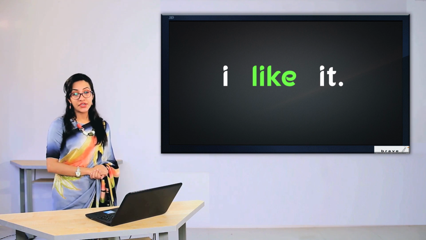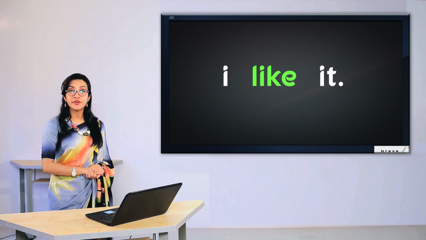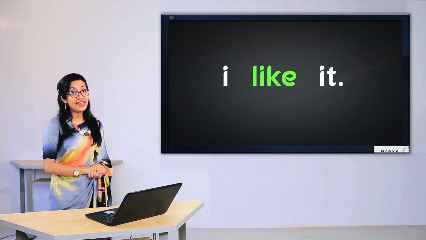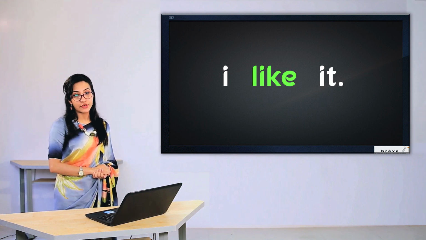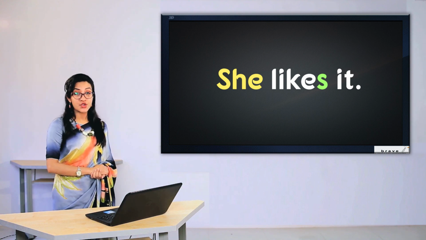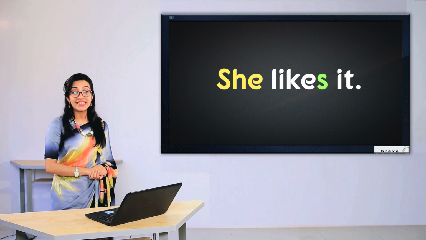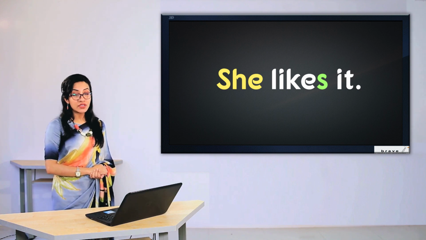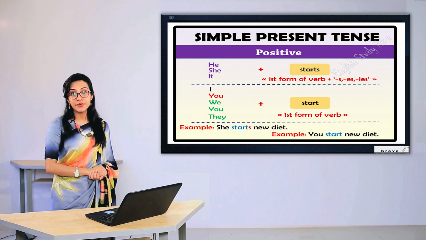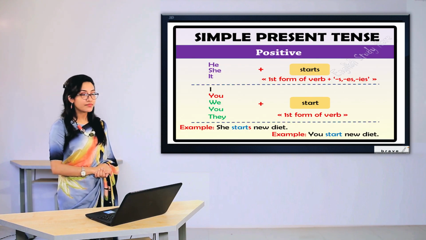I like it. Here, the subject is first person. For that reason, we have not used any s or es at the end of the verb. On the other hand, in the second example, she likes it, we have added s at the end of the verb like. Why is that so? Because the subject of the sentence here is she. It is third person singular number.